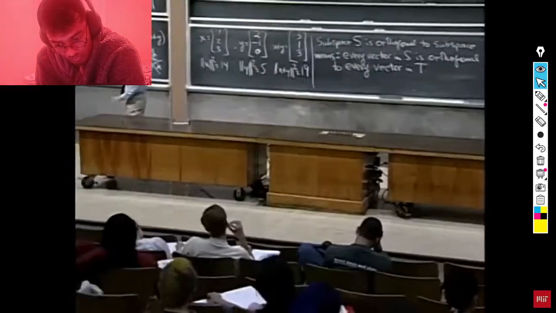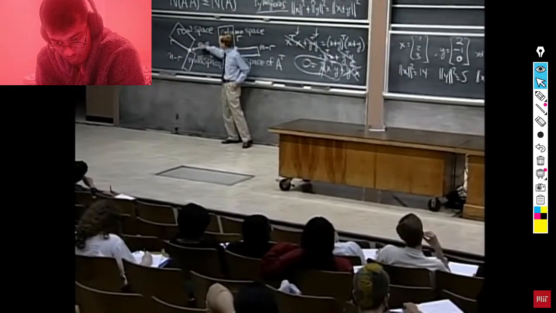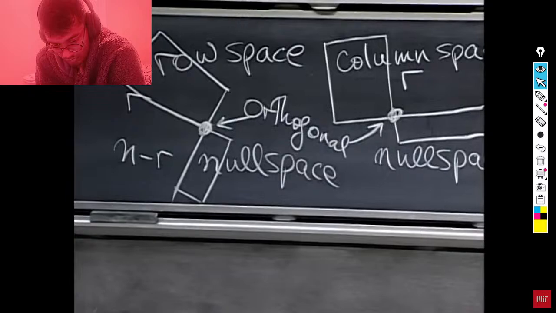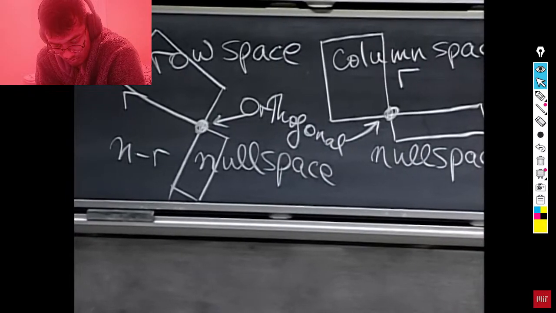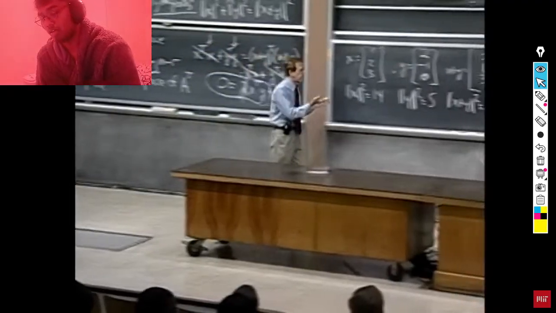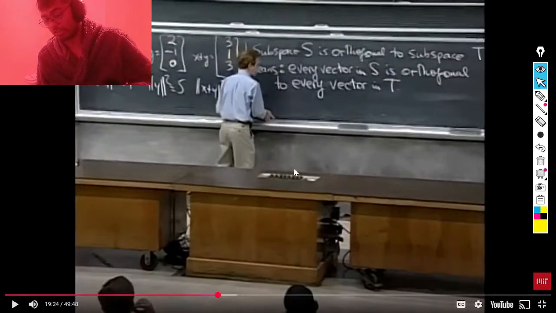So for me to say these two subspaces are orthogonal, first of all, I'm certainly saying that they don't intersect in any non-zero vector. But also, more than that, just not intersecting isn't good enough. So give me an example. Non-zero vector. It is not intersecting in a non-zero vector.